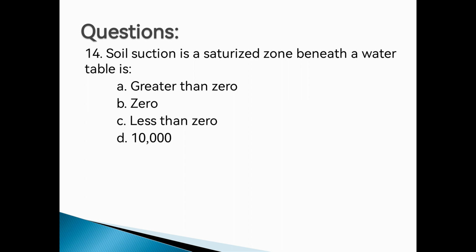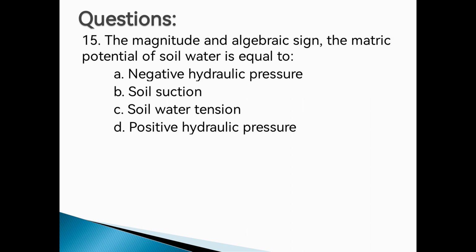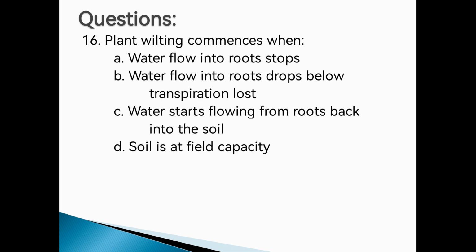The correct answer is B. Number 15. The magnitude and algebraic sign of the matric potential of soil water is equal to: A. Negative hydraulic pressure. B. Soil suction. C. Soil water tension. D. Positive hydraulic pressure. The correct answer is A. Negative hydraulic pressure.